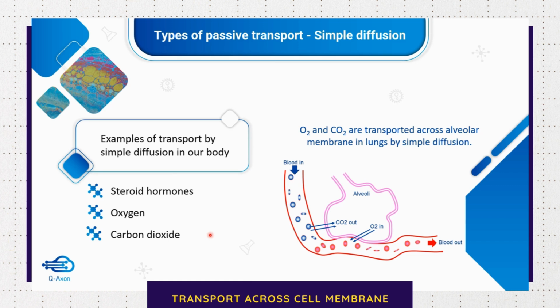So what are the examples of the substances which are transported by these mechanisms? Well, there are lipid soluble substances, that is the steroid hormones. Then there are the gases, very essential gases for us, that is oxygen and carbon dioxide. Here is an example being shown where this is the alveoli and this is the blood vessel. Oxygen transport from the alveoli to the blood vessel and the transport of carbon dioxide from the blood vessel to the alveoli both occur by simple diffusion, because these gases are lipid soluble and they diffuse based on their partial pressure difference across the membrane.